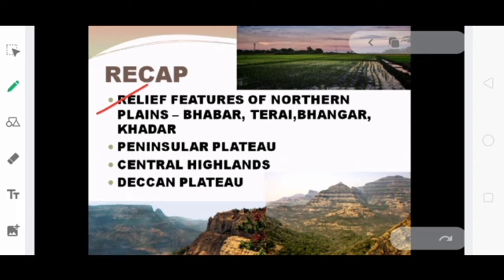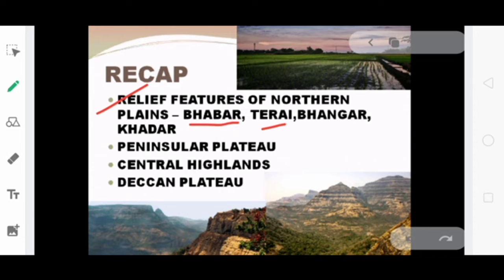And we started with Babar. The rivers, after descending from the mountains, deposit pebbles in a narrow belt of about 8 to 16 km in width, lying parallel to the slopes of the Shivaliks. It is known as Babar. Then we went on to Terai. All the streams disappear in this Babar belt. South of this belt, the streams and rivers re-emerge and create a wet, swampy and marshy region known as Terai.